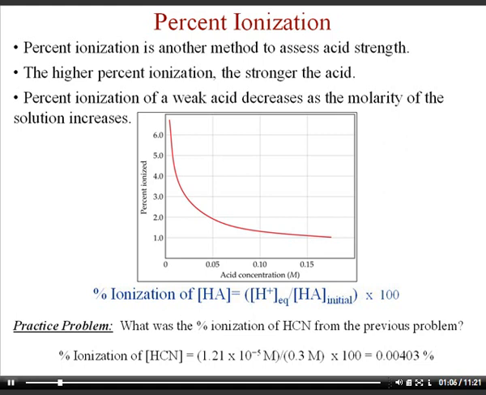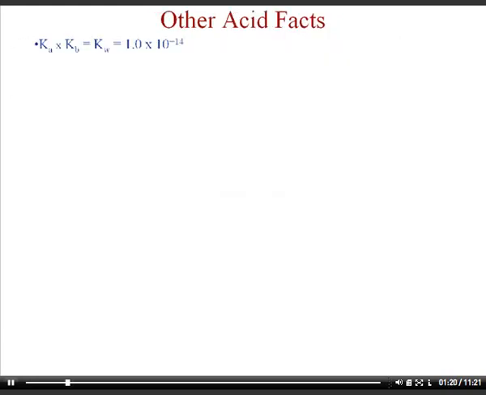Now, if we increased the acid's concentration from 0.3, let's say, to 0.6, then your percent ionization would actually go down. You would make the weak acid more concentrated, but the fraction of the acid that actually ionizes into hydrogen ions in the solution decreases. Now there's some other acid facts that we quickly go over on the next slides.